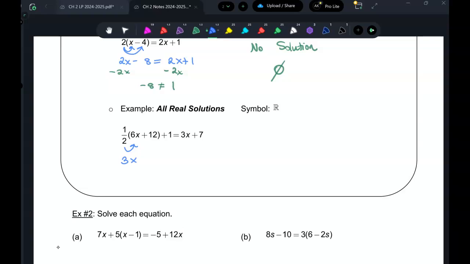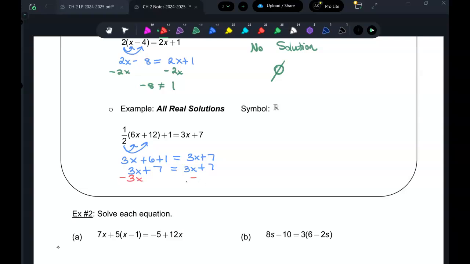Oh, you know what? This is supposed to be a 6 over here. You're right. Plus 6, 3x plus 6 plus 1 equals 3x plus 7. So they both are the same on every side. That's like 3x plus 7 equals 3x plus 7.